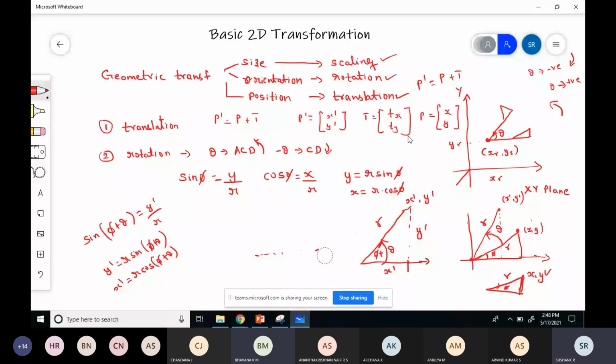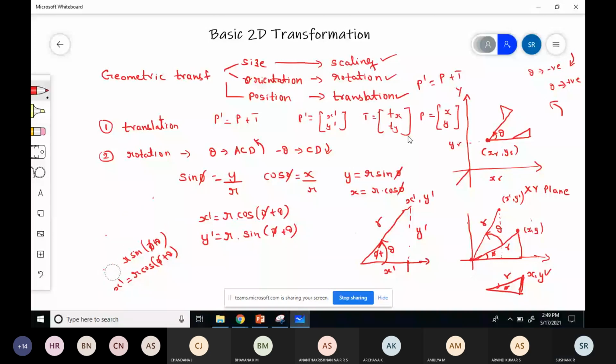Yes, sir. Initially I derived for y and x. The same way, instead of phi, it is a combination. For the x coordinate, r will be common, but the angle has increased to phi plus theta, and for y also r will remain the same, sine into phi plus the rotation angle theta. So that is why I'm getting two more values.